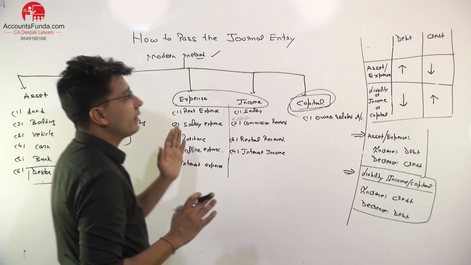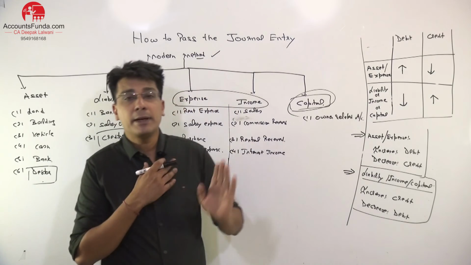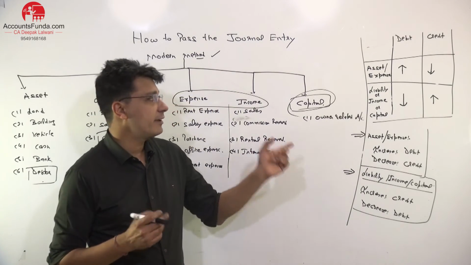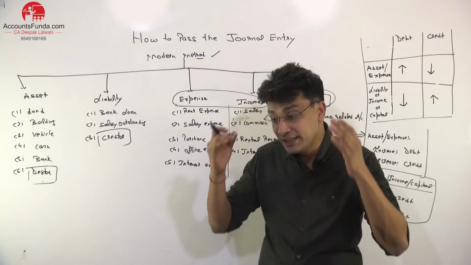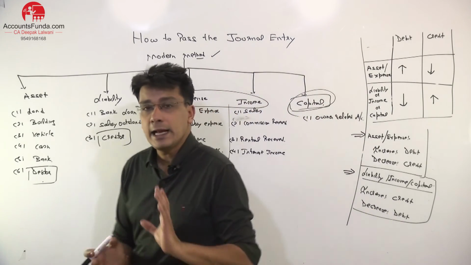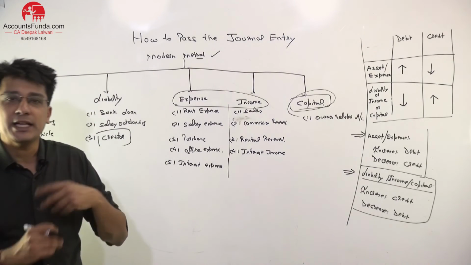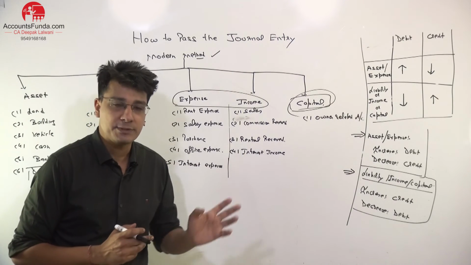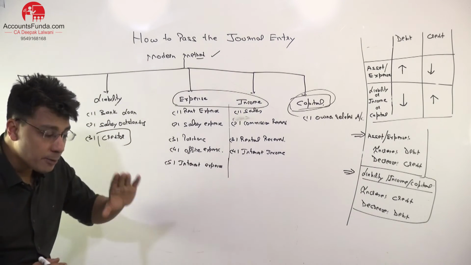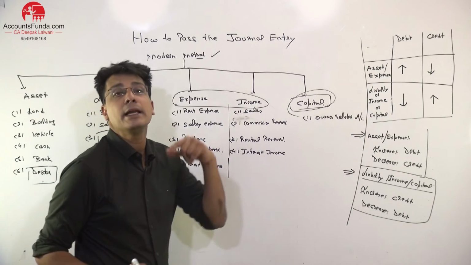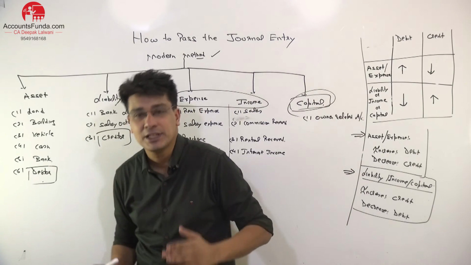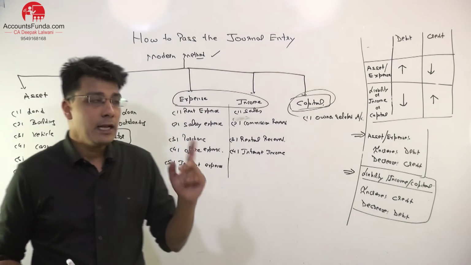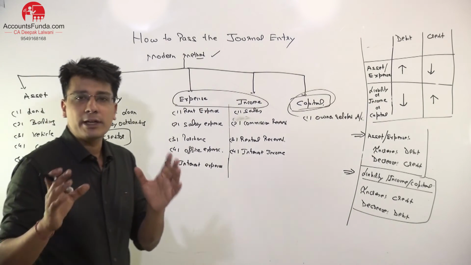Okay, so you have written which account will be debited and when it will be debited. If an asset or expense increases, it will be debited. If an asset or expense decreases, it will be credited. And liability, income and capital are the exact opposite of asset and expense accounts. So when liability, income or capital increases, it will be credited, and when liability, income or capital decreases, it will be debited. Now what is this debit and what is this credit?